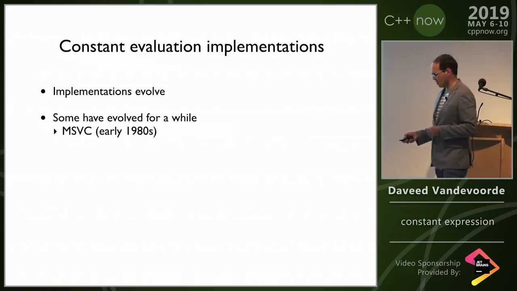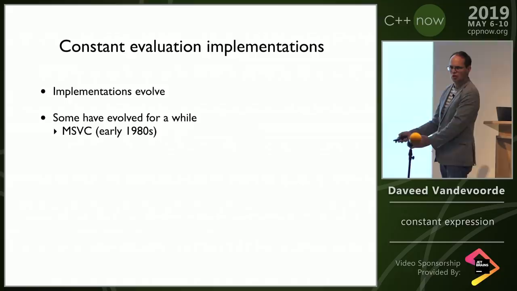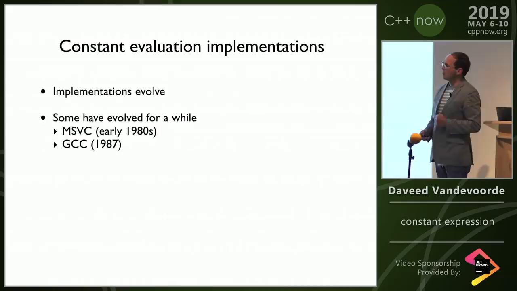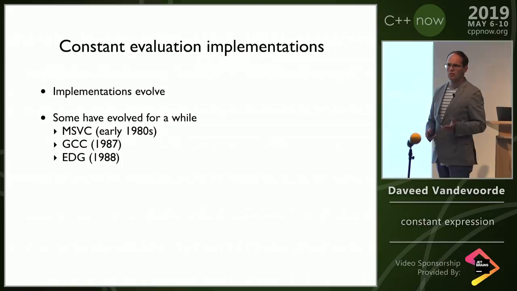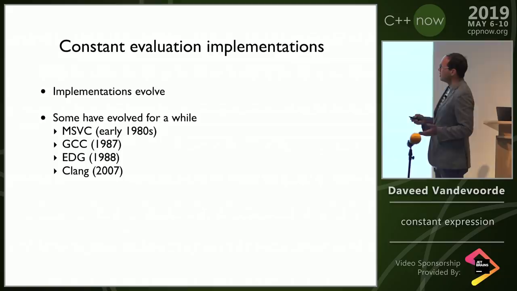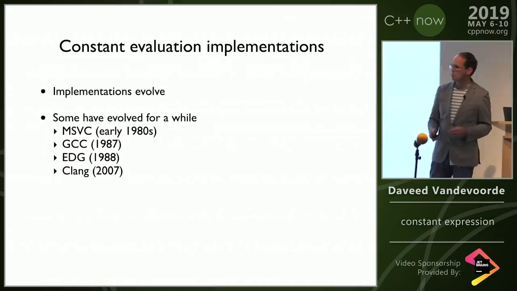Never could we have implemented constexpr back then. Instead, they parse straight to intermediate code. And that's been true in the Microsoft compiler until very recently. It's only a few years ago that they started generating internal structures representing your program. GCC was a little later, in 1987, and the compiler I work on around the same time. And so we do have internal representations, but they were designed with an a priori model in mind. The only compiler that's recent enough to have known that constexpr was on the drawing board is Clang.